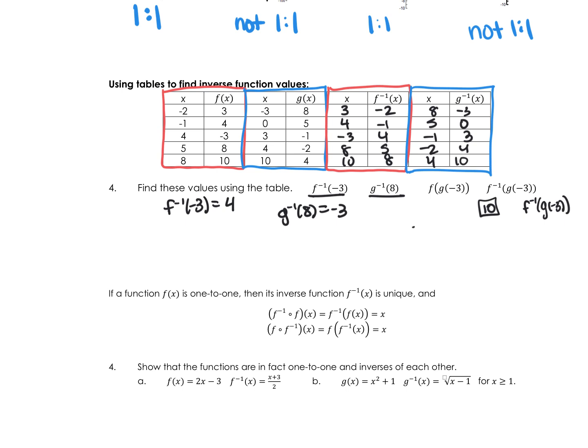Don't use the G table. This doesn't say G of 8, right? It says G inverse of 8. It doesn't say F of 8. It doesn't say F inverse of 8. It says G inverse of 8.